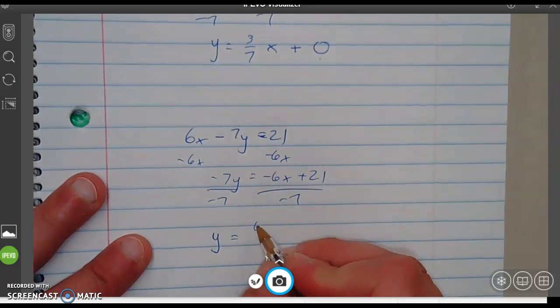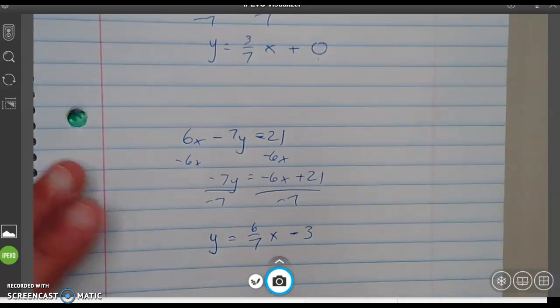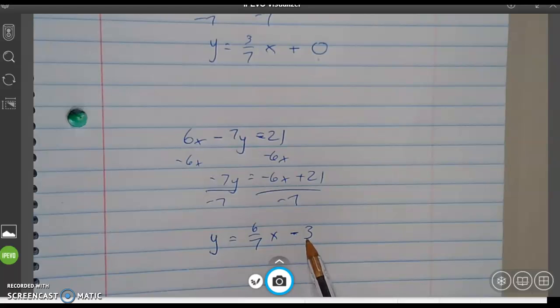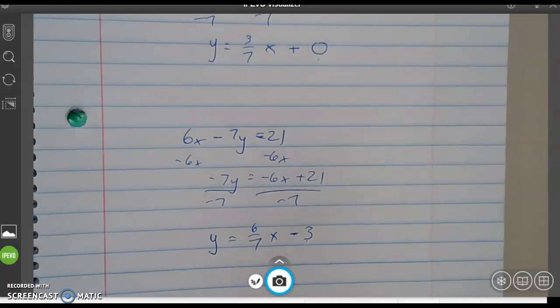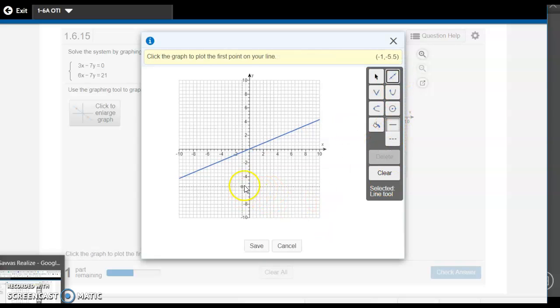So that's going to be 6/7 x. There's our slope. And that's going to be minus 3. So now we've got the y-intercept is negative 3, and the slope is 6/7. So I go to my graph, and I do a line. Again, y-intercept from what we just had there was negative 3. So this is what I'm talking about. Look up here. When you're plotting your point, you can make sure you're in the right spot.